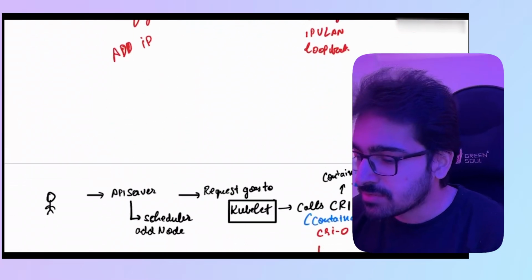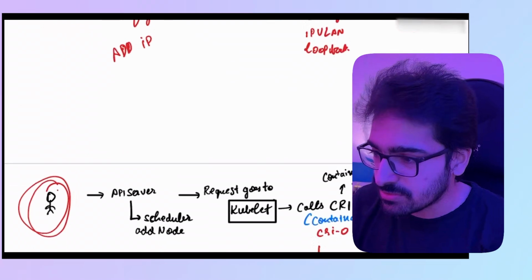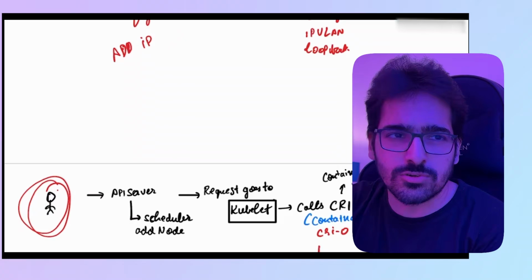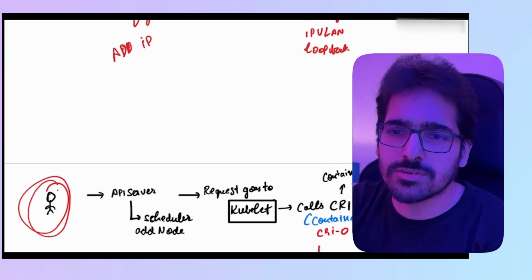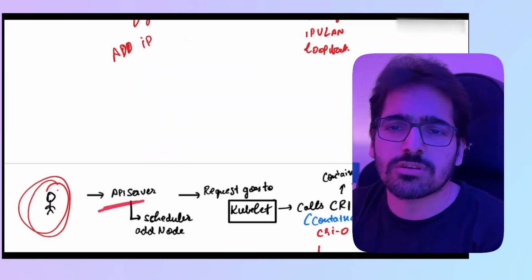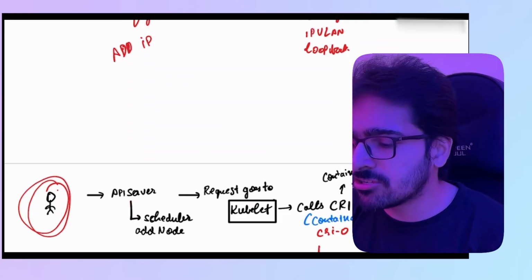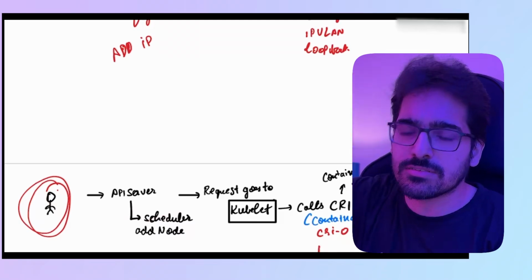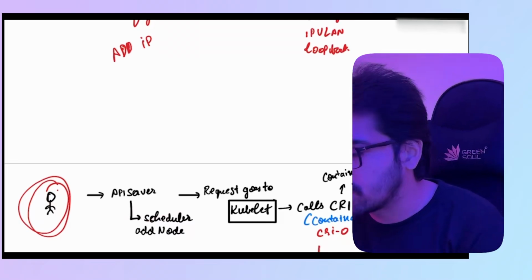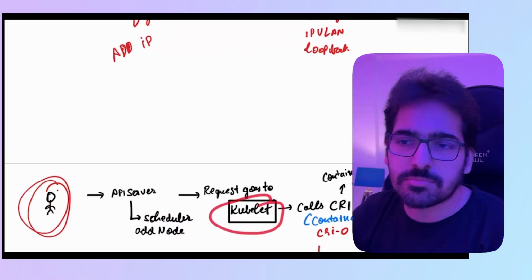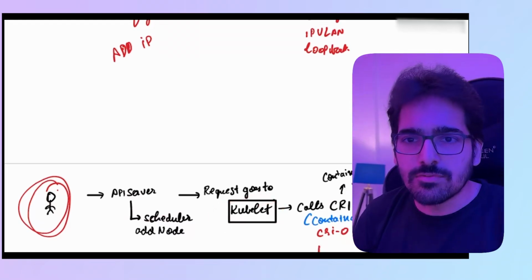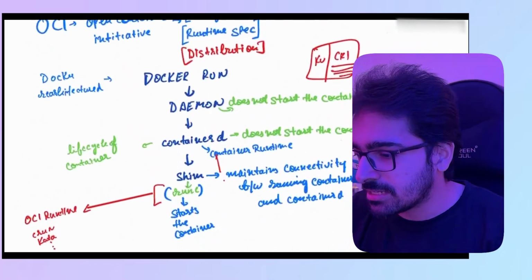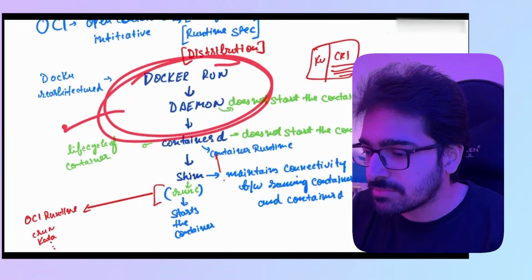So let's come here. As a user, you do a kubectl, or you do a curl request, or you do a REST API call, whatever you do, you just tell the API server that I want to run a particular Nginx pod. And then the scheduler checks the best fit nodes and updates the pod spec that, okay, this has to run on this particular node. So the request goes to the kubelet of that particular node, that, hey, this is the workload that you have to run.